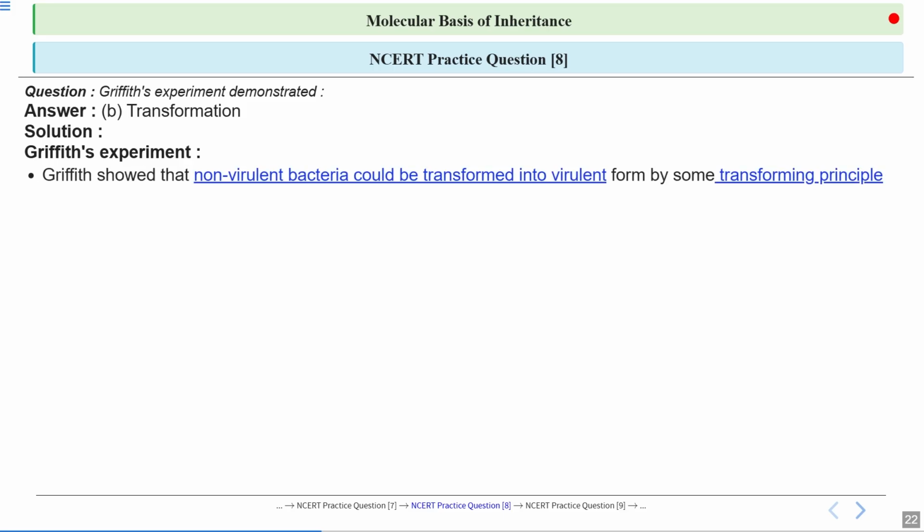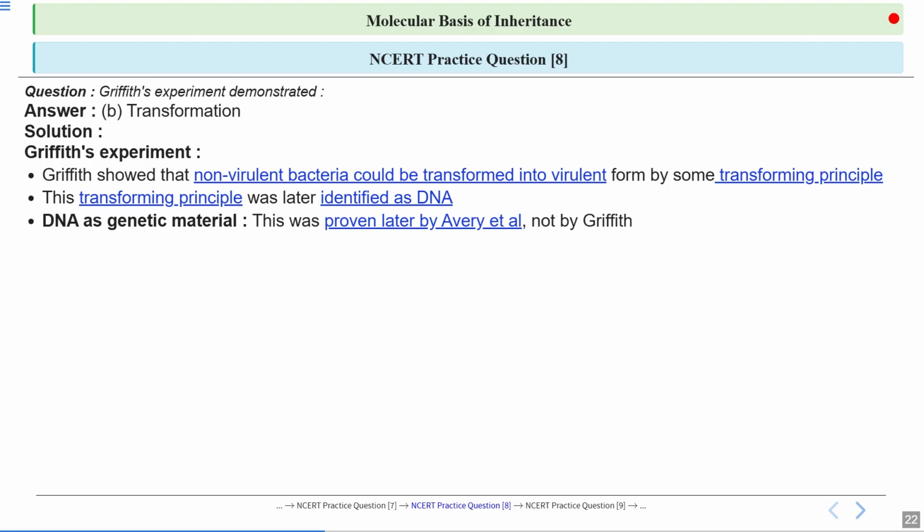Okay, so Griffith showed that non-virulent bacteria, meaning the R strain bacteria, could transform into virulent, meaning S strain bacteria, by some transforming principle. This transforming principle was later identified as the DNA. DNA as a genetic material was proved by the experiment done by Avery, McCarty and MacLeod. Okay, so Avery et al. proved that DNA was a genetic material, not Griffith. Griffith told about the transformation.